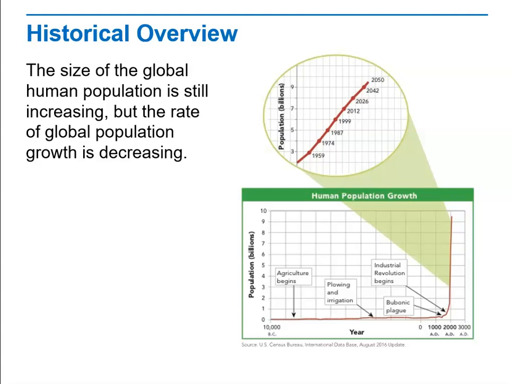Look at some of the different events that have caused changes in the data. We have the rise of agriculture, and if we zoomed in here, we would see a significant increase in the population. Then we see plowing and irrigation, those technologies also resulted in increased population growth. The bubonic plague was devastating, and it actually lowered the population for a short time.